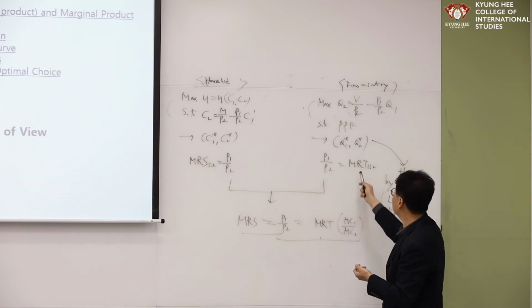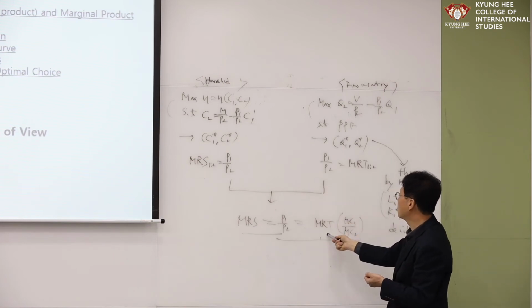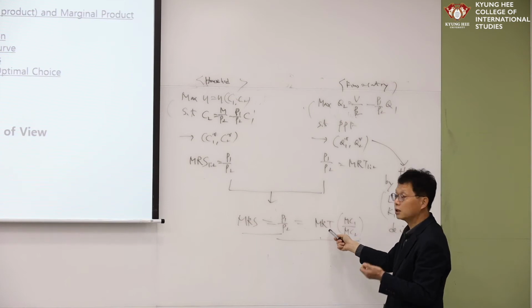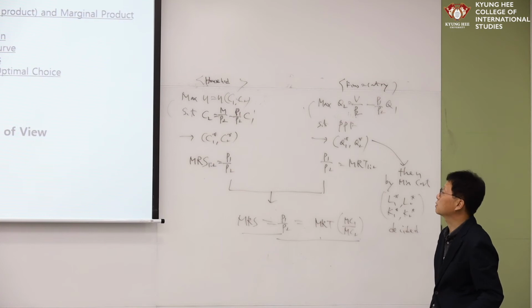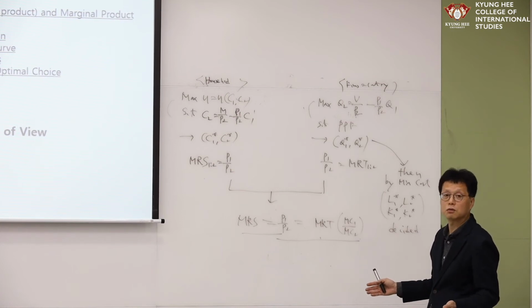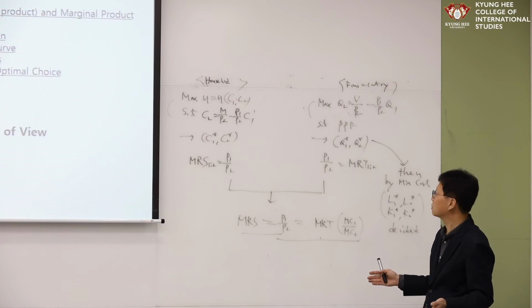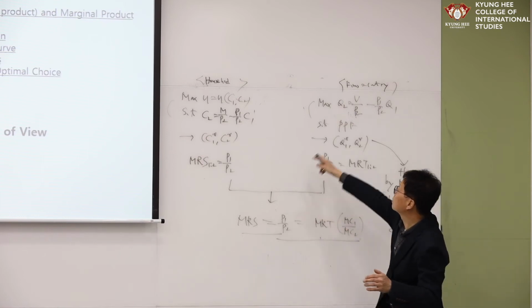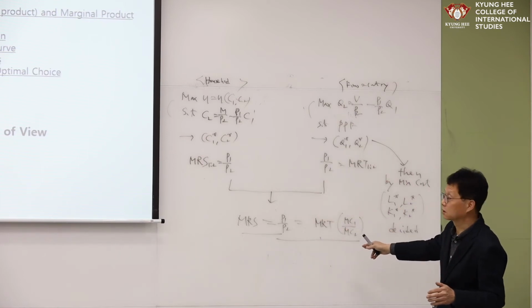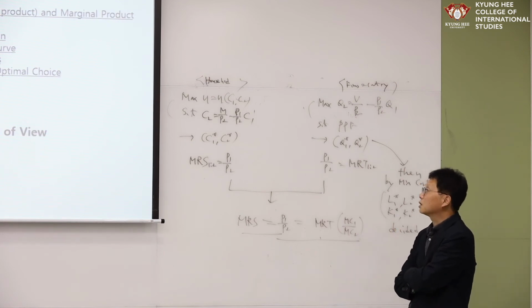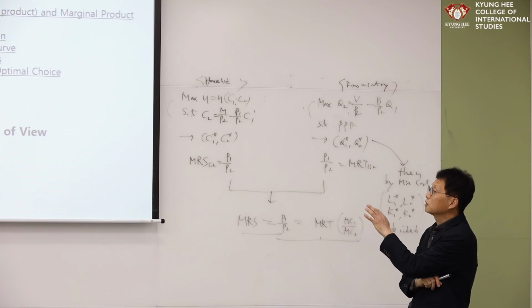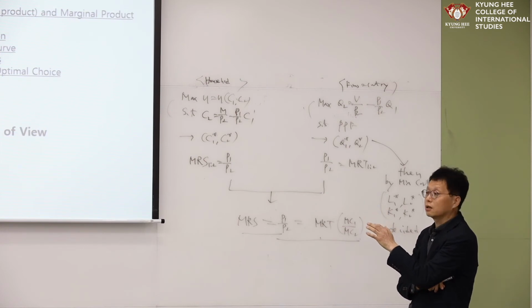Okay? And MRT, the slope of the PPF. Okay? That is a summary of the microeconomic foundation. That is a basic overview of general equilibrium. So you have to know all of this. Okay? Now we go to this fourth section in more detail from now on.